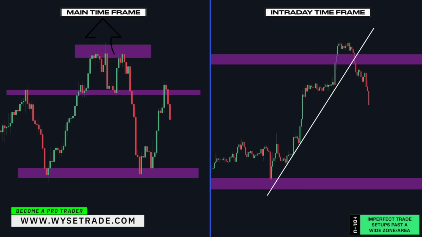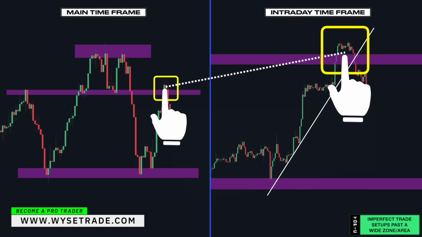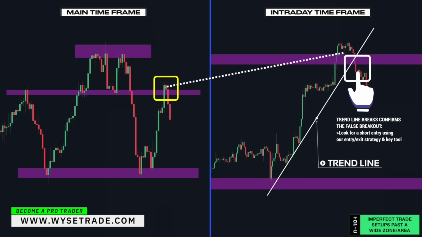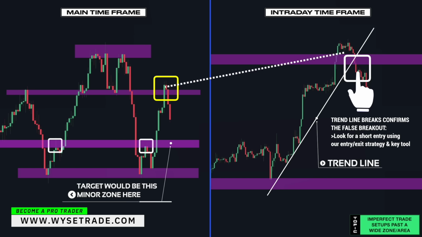On the left is the main time frame you found the trade setup on, and on the right is the lower intraday time frame. This key zone here is this same zone here. The trade setup we identified here is this same area here. Now, when you look inside of the breakout area on the main time frame, but on the lower intraday time frame, you have a trend line placed below. And once it broke, you would take a short entry using our key entry strategy and tool. Now here's a bonus tip. Your target one would be this minor zone here.